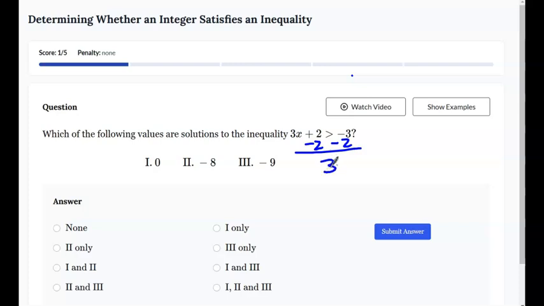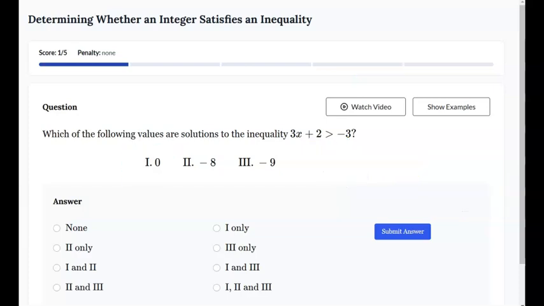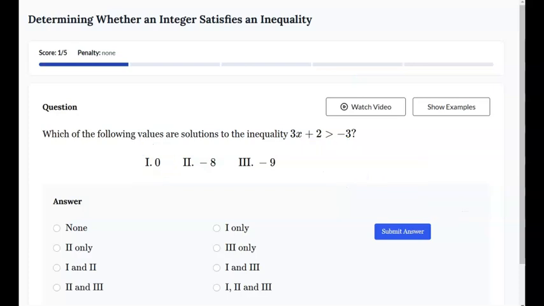Subtract 2 on both sides. So 3x is greater than negative 5. Divide by 3. X has to be greater than, let's see, that goes in 1 and 2/3. Greater than negative 1.66666. So something that is bigger than negative 1.666, and that is this. So option 1 is the only one that would work. So we're going to click capital I only.